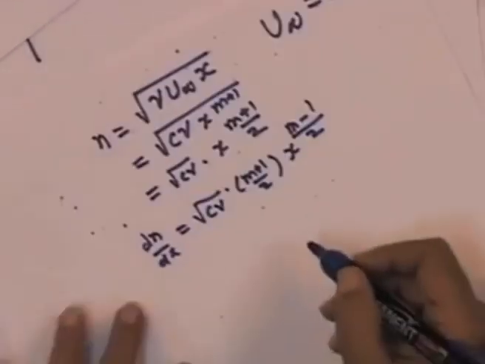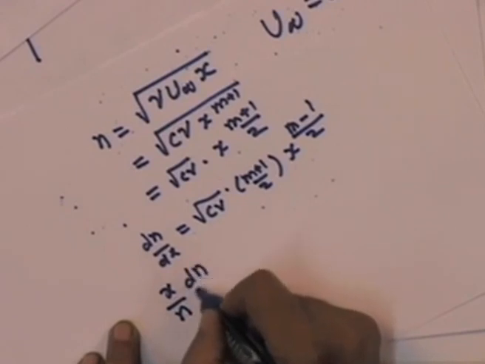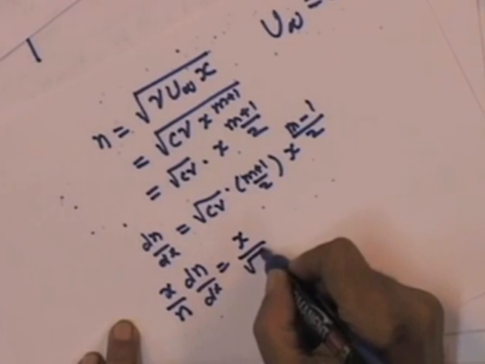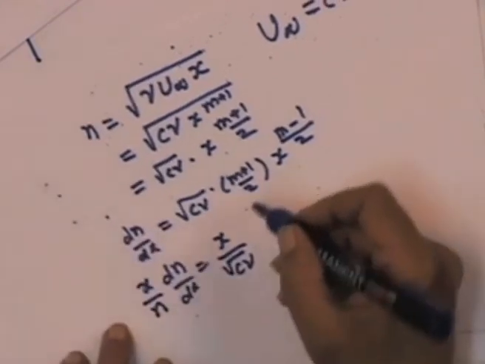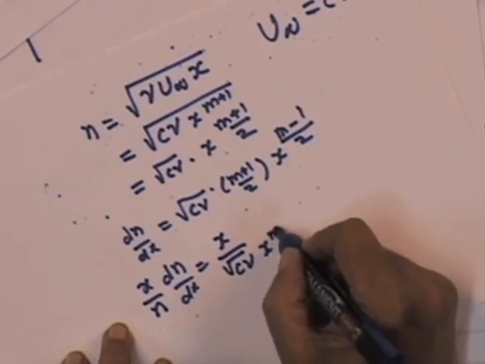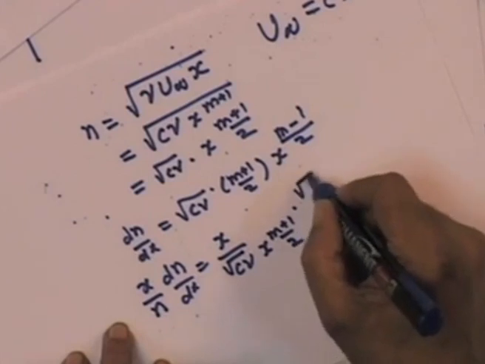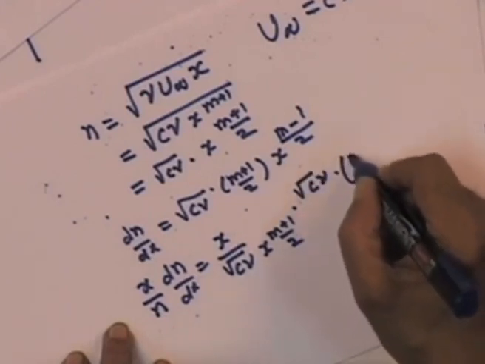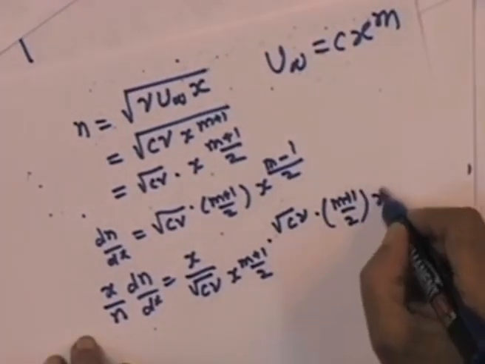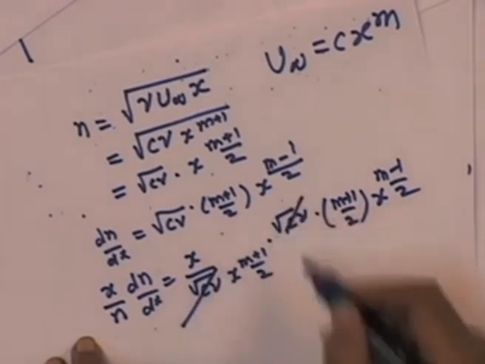And therefore, x divided by n dn by dx will be equal to x divided by under root C nu x raised to m plus 1 by 2 into under root C nu into m plus 1 by 2 into x raised to m minus 1 by 2. So, you get this and cancelled with that.